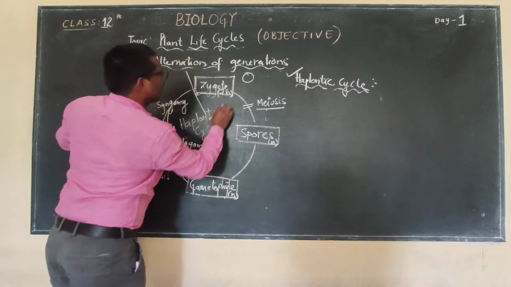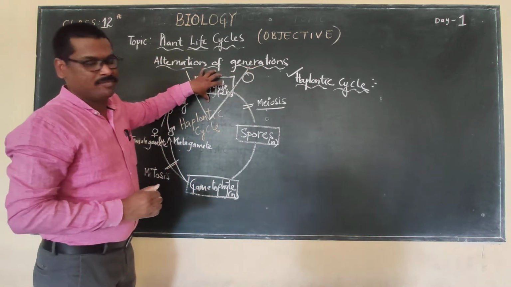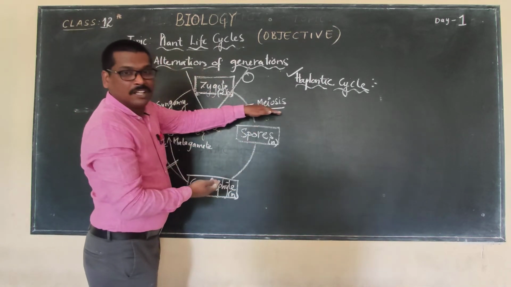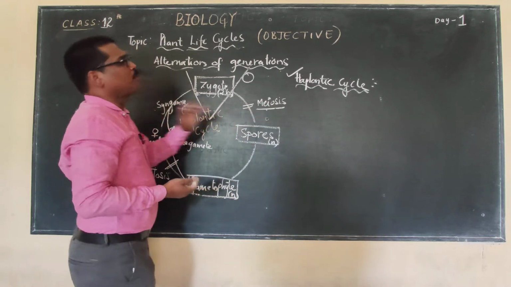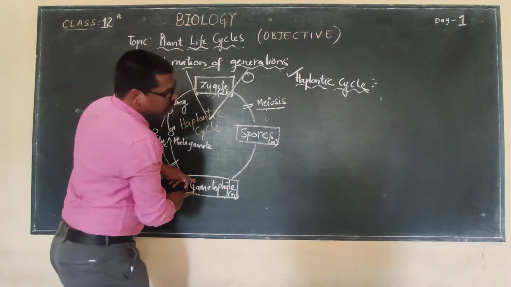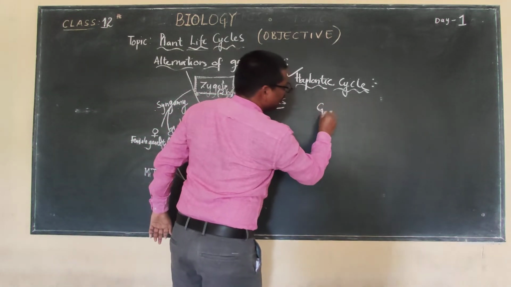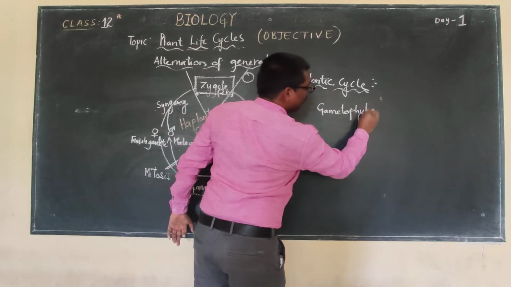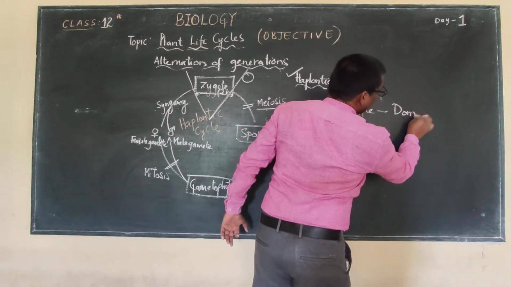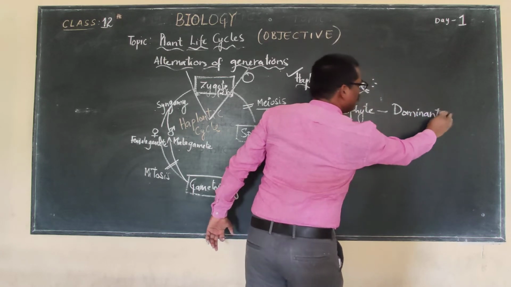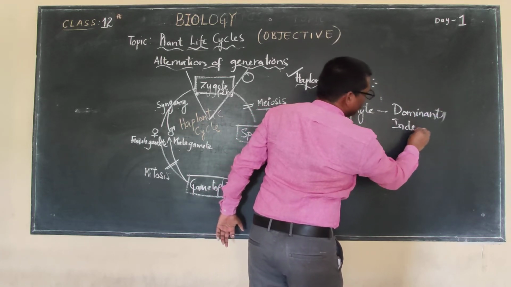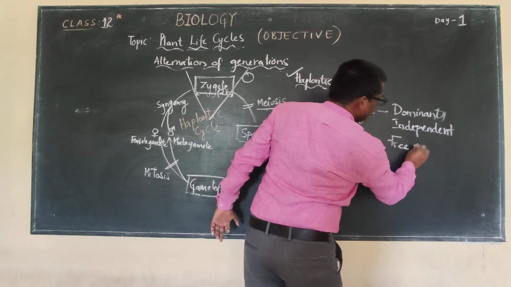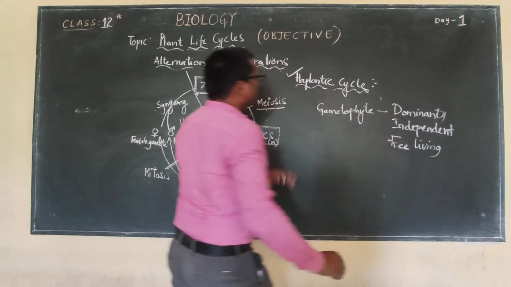This zygote is very short-lived. It will be there for a very short period of time, and immediately it divides by the meiosis process and produces the spores. So that's why we should remember that the gametophyte is dominant. In the haplontic life cycle, the gametophyte is dominant, independent and free living.